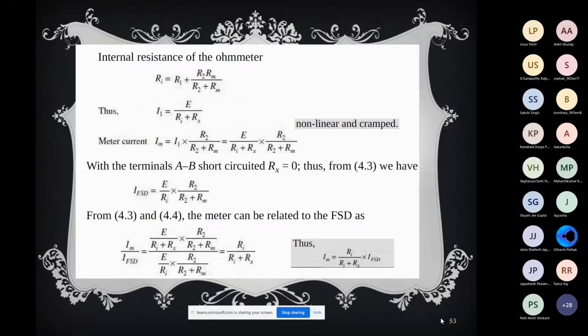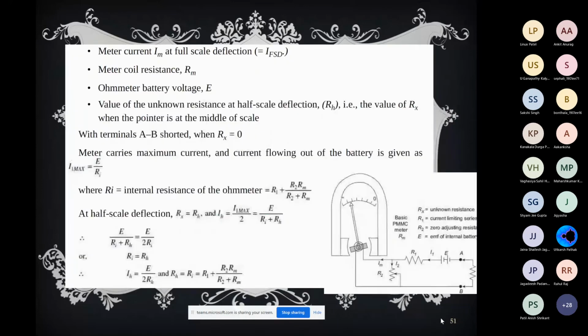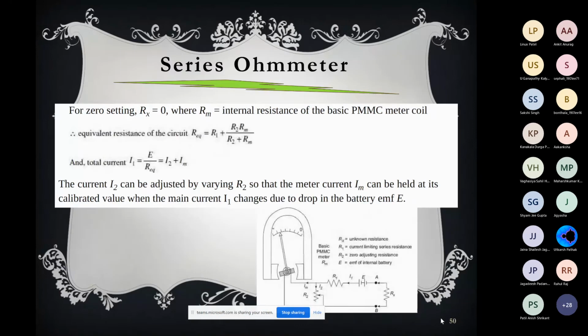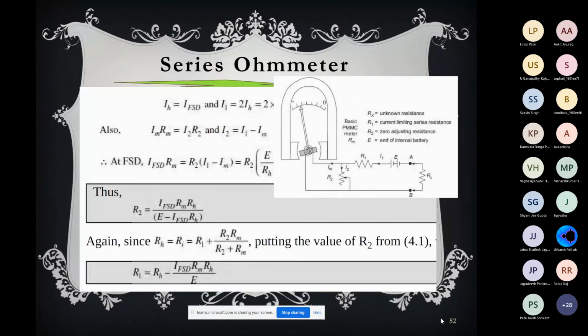So there are 2-3 things we proved. First, the expression for the half scale deflection resistance RH. Then, how do we know the values of the R1 and R2 combination? For that we need to know IFSD, RM and RH, the half scale deflection resistance. And if we know that, R1 and R2 can be known.